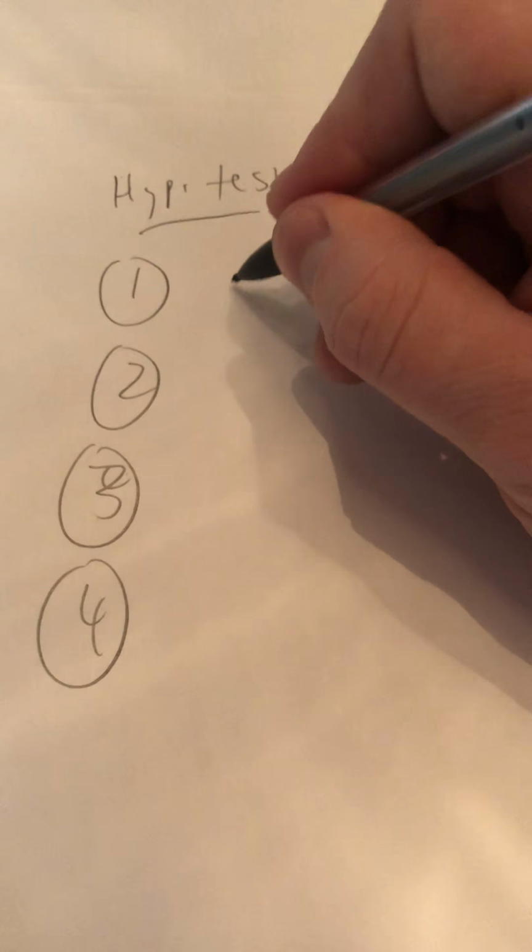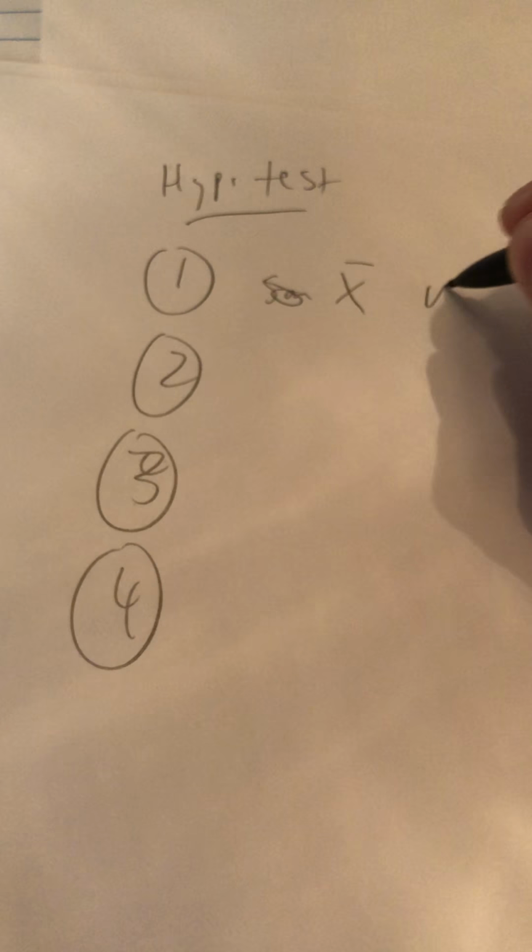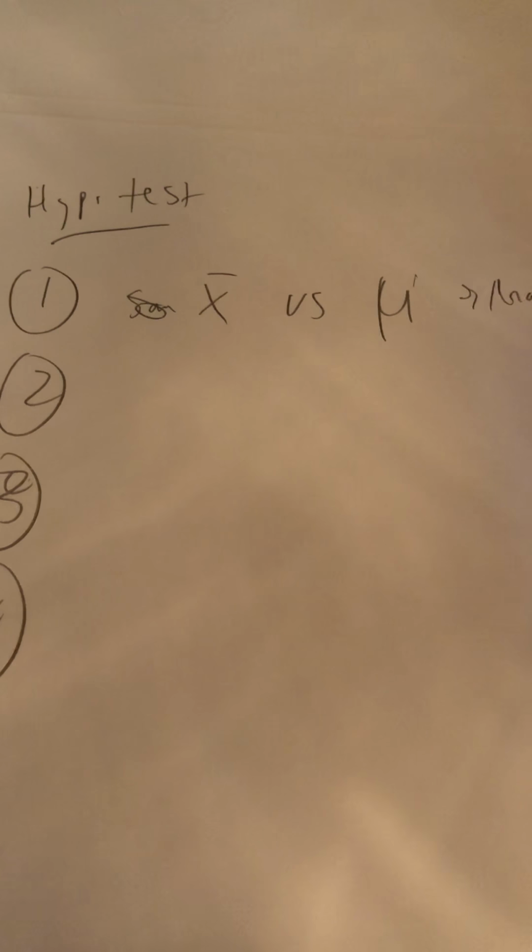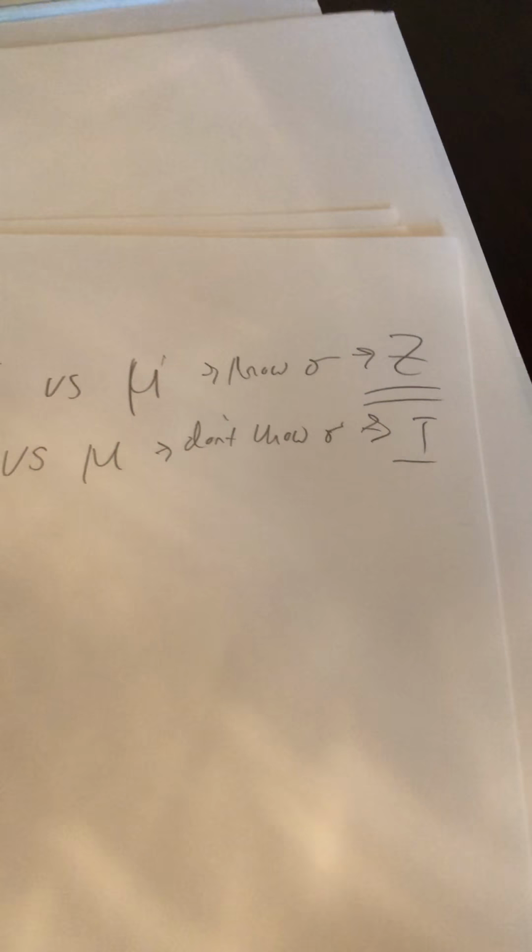So with hypothesis testing, we did 4 different things. We compared a sample mean to the population mean. If we know this population standard deviation, we go with Z. The second thing we did was the same thing, the sample mean versus a population mean, but we don't know the population standard deviation, then we use T.